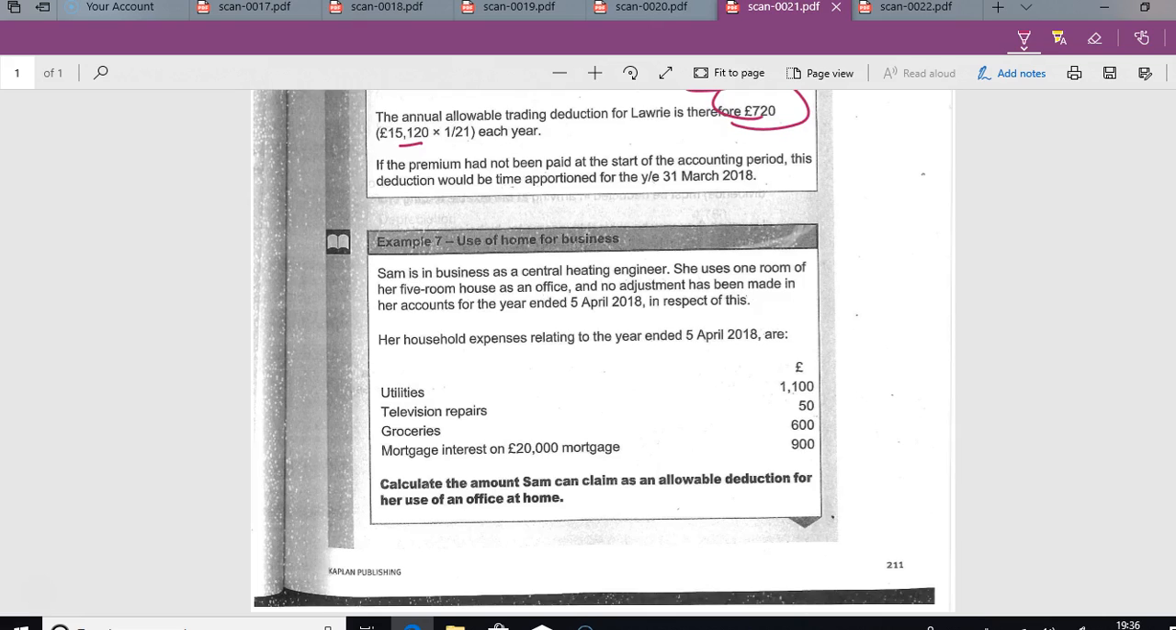Then we also have a scenario here where this person is using a room in their 5-bedroom house as an office. So if he's using a room, then it makes sense that utilities spread across the house, so a fifth of that can be classified as business. Television repairs have nothing to do with the business. Groceries have nothing to do with the business. But the mortgage interest is a kind of interest payment, and a fifth of this counts towards his expenses, because he has to technically pay rent for this place.